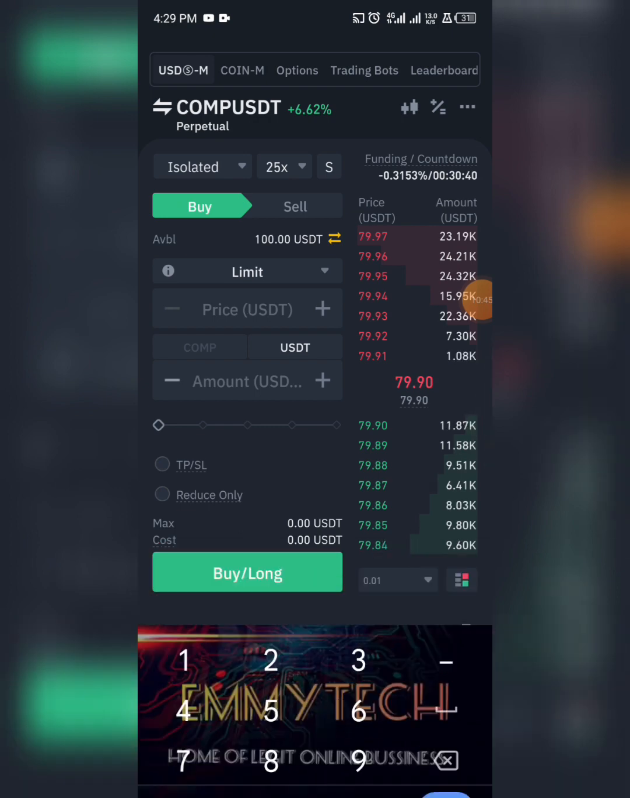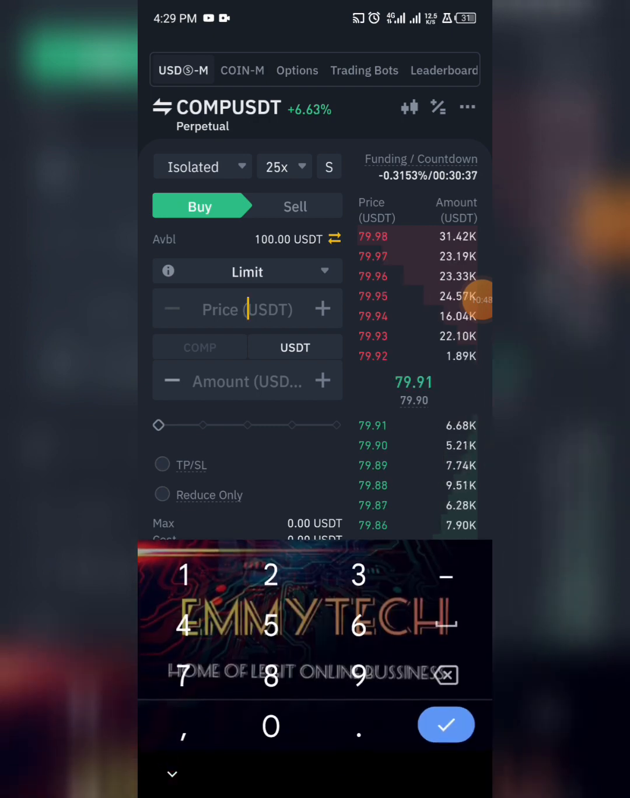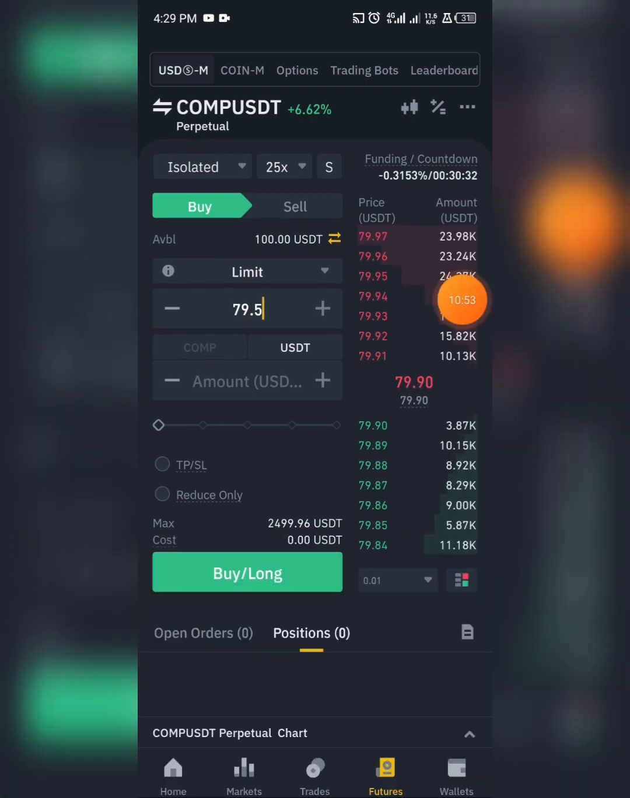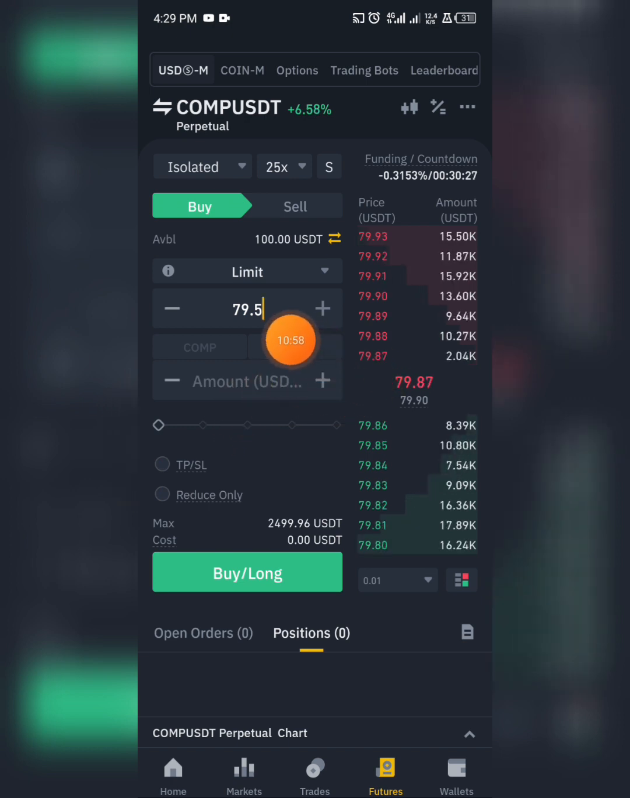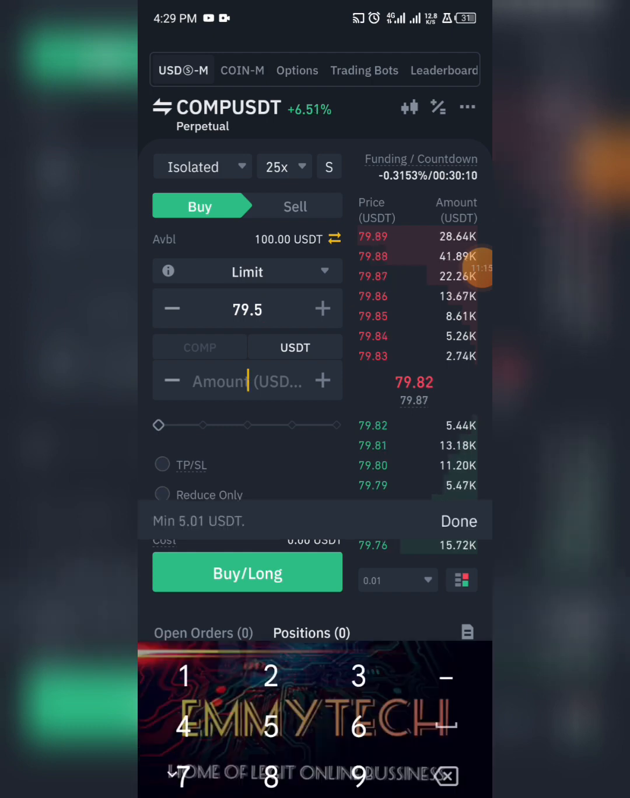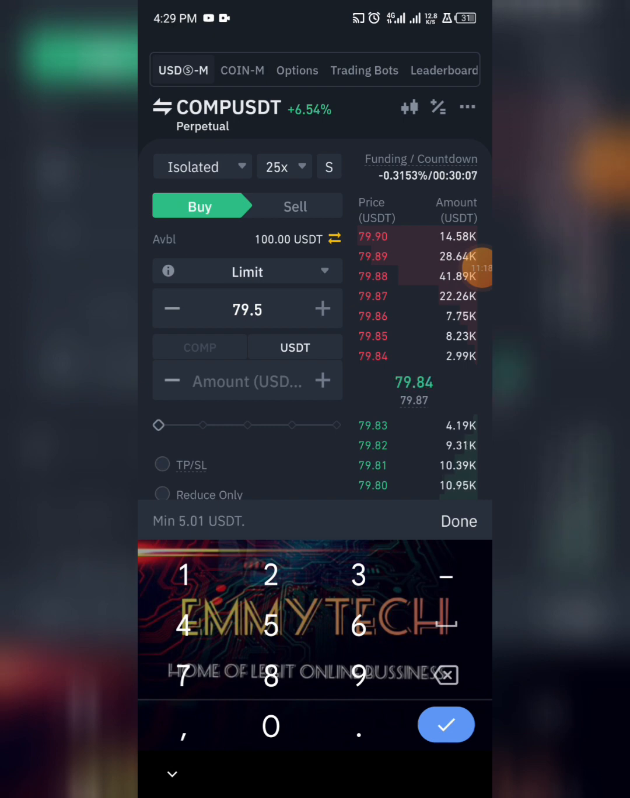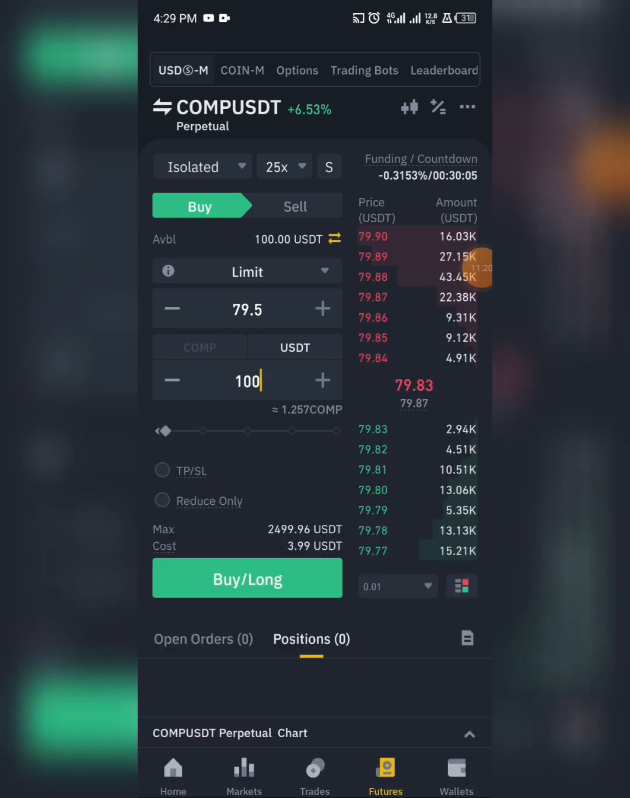All right, so then as for the price, and as for the amount, after inputting your limit order price, if you want to go into a trade, all you need to do is use the limit order based on the signal you are given. Then on this section on how to input your amount, many of you are making this mistake. If you want to trade with, for instance, $100, you put 100 here. That is not how it is done.